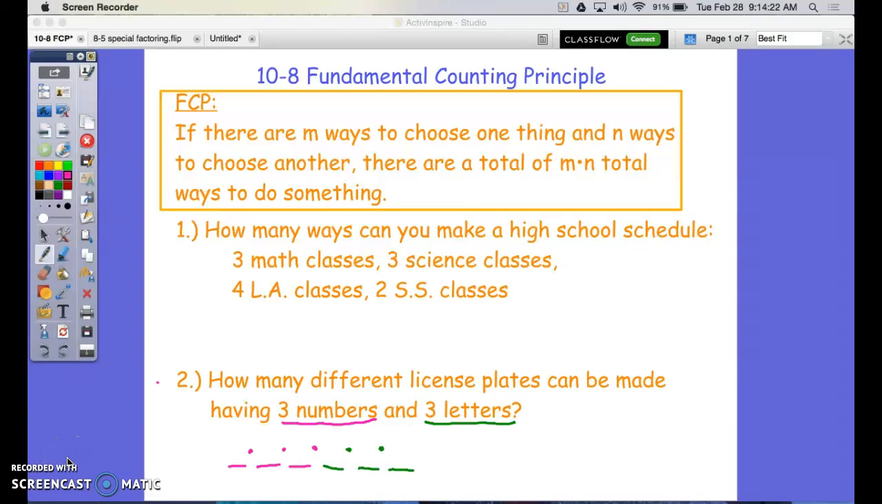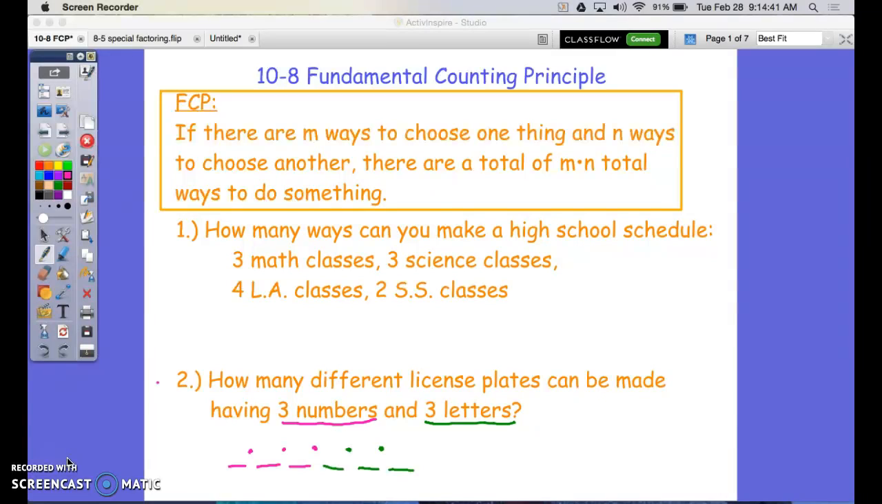All right, guys, we're going to wrap up Chapter 10 with Section 10.8 on what we call the Fundamental Counting Principle, or the FCP. Section 10.8 really talks about how many different ways you can do something through permutations, through combinations, and this method here called the Fundamental Counting Principle.